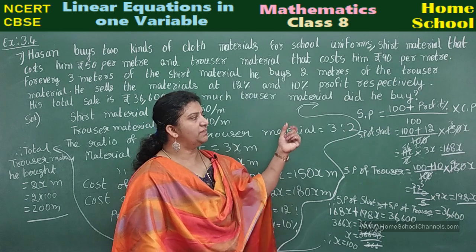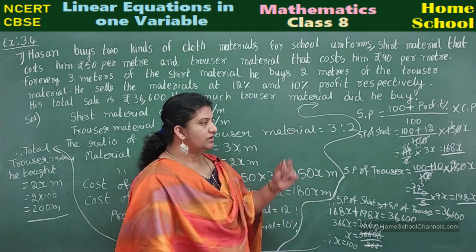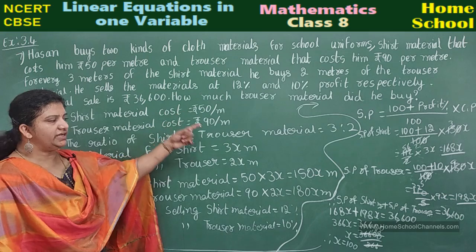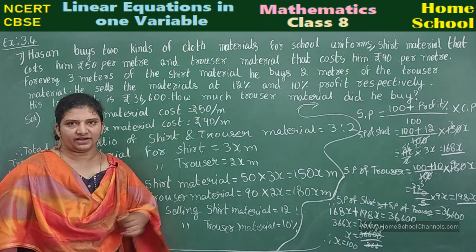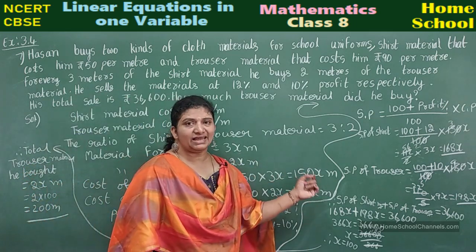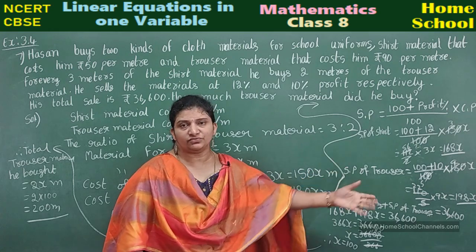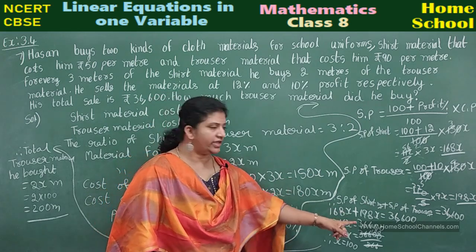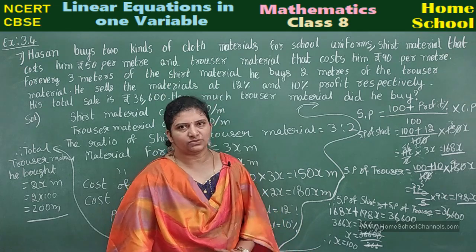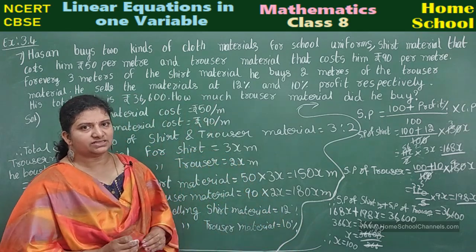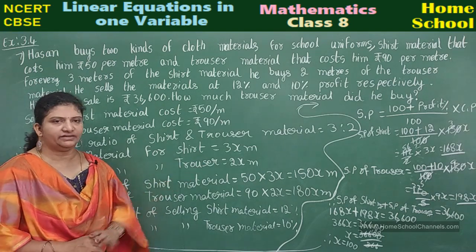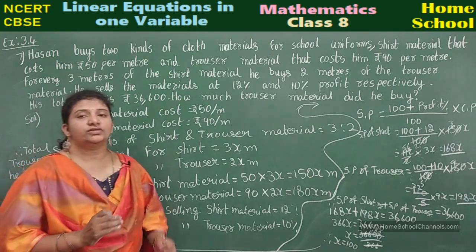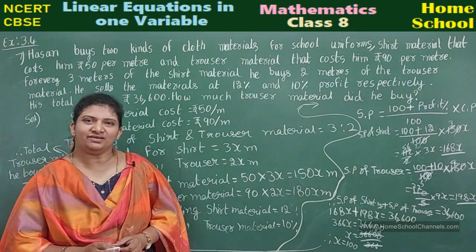Selling price is equal to (100 plus profit percent) by 100 into CP. So, here substitute profit percent and their cost price. How did we get this cost price? Each meter and total material needed. If you multiply, you get the cost price. Okay. So, after getting the selling price of shirt material and selling price of trouser material, the total sale given here is 36,600. Add those two, equate to 36,600. You are going to get x value. After getting x value, final answer, total material for trouser is 2x meters. That means 2 into 100 is equal to 200 meters of trouser material is needed. So therefore, he bought 200 meters of trouser material.